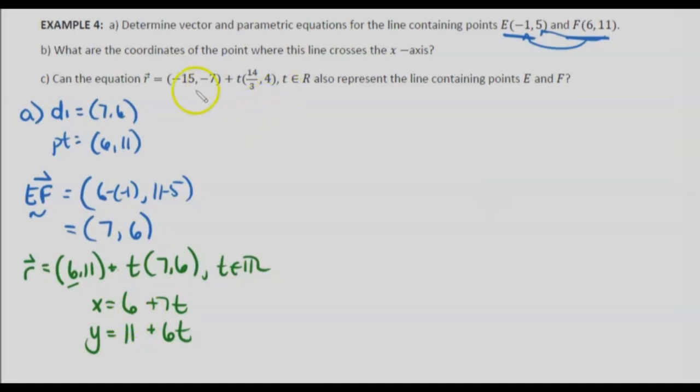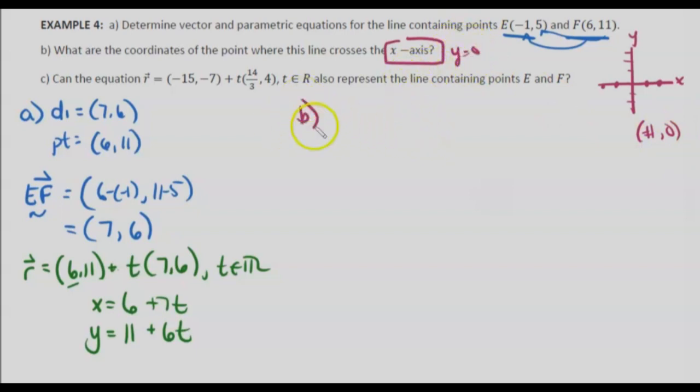Now B, what are the coordinates of the point where the line crosses the x-axis? Okay, so if you think about this visually, wherever the line crosses the x-axis, the y value is going to have a height of 0. So it's going to be some number x, 0. That's why whenever we find the x-intercept, we sub in y equals 0.